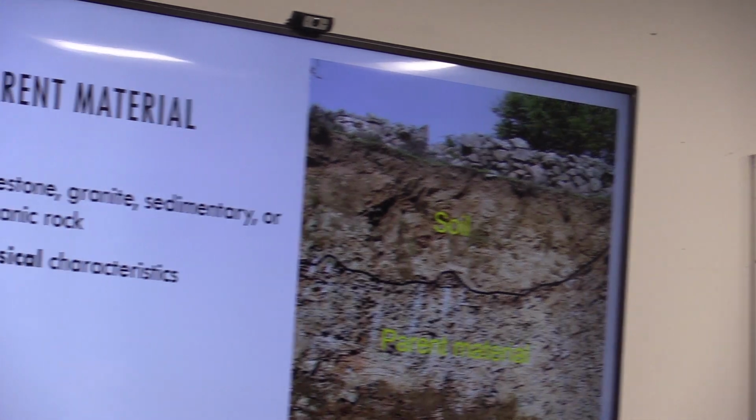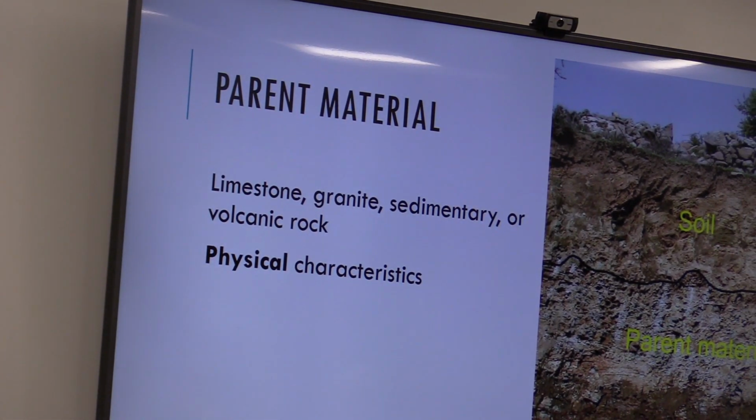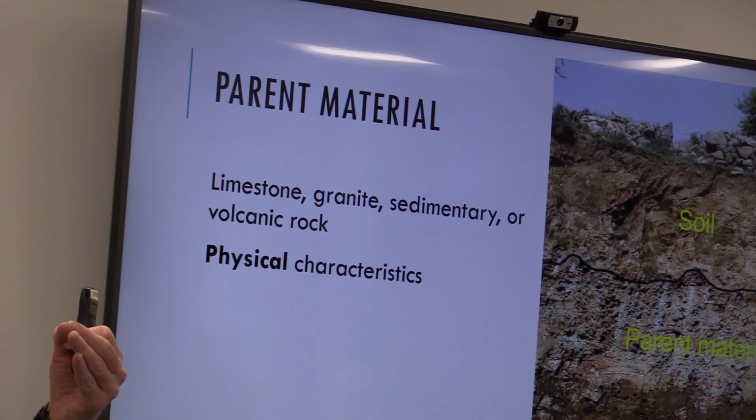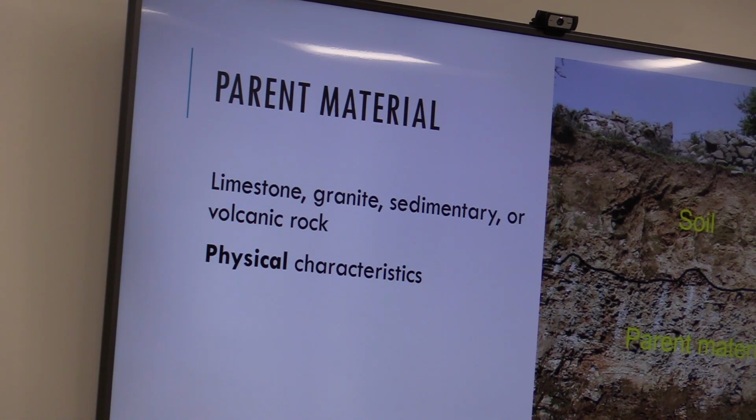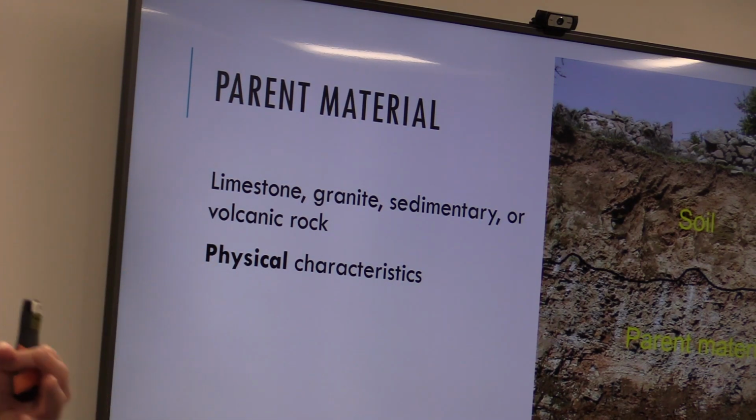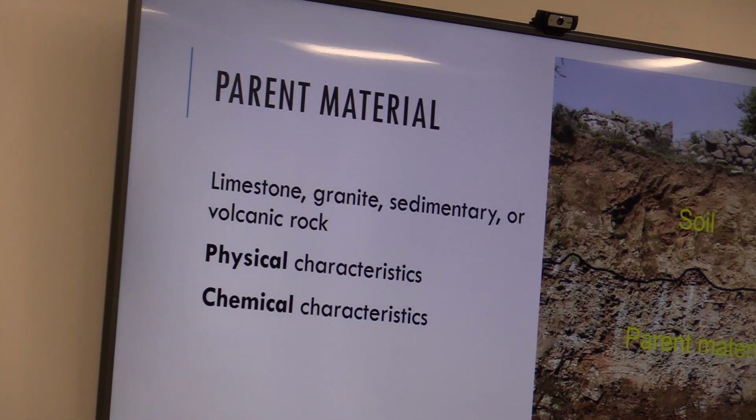It gives a lot of the physical characteristics of the soil. So how does water move through it? How does it hold nutrients? All of that is going to be related to the physical aspects of the soil, which are derived from the rock that started it. Also, pH and the nutrients, those are all coming from the parent material. So if we have a limestone soil, we're going to have lots of calcium.